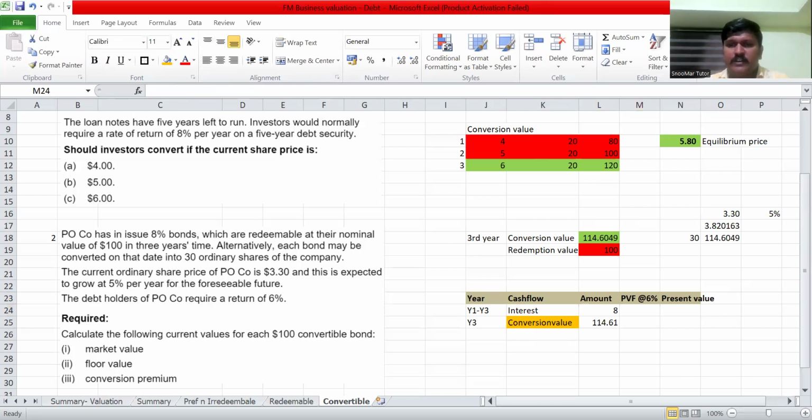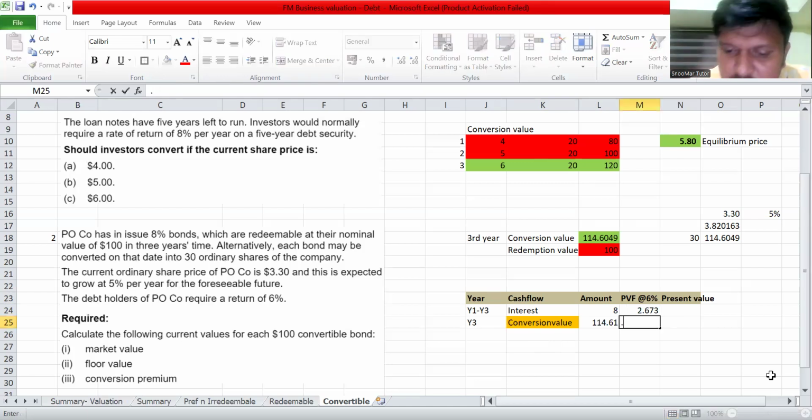The annuity factor for 3 years at 6% is 2.673, so I'm using 2.673 over here. Again, you would be using the conversion value in year 3. Sorry, not the conversion value, it is the present value factor, 0.840 from the table. So you just need to multiply this.